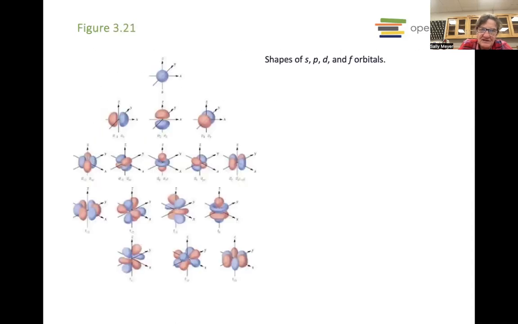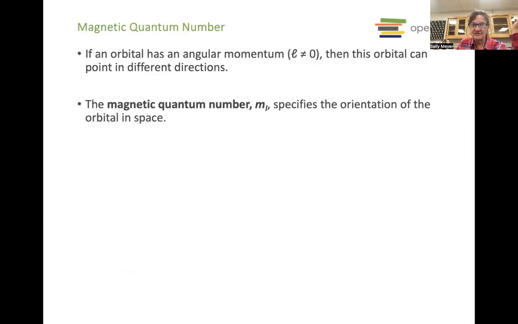The value of m sub l depends on the value of L. If you notice, when you have s orbitals, there's only one orientation for that. So m sub l has only one value. But for the p orbitals, there are 3 possibilities for the orientation. So we're going to have 3 m sub l values. When you get to the d, there are 5 different orientations. So we're going to have 5 different m sub l's.